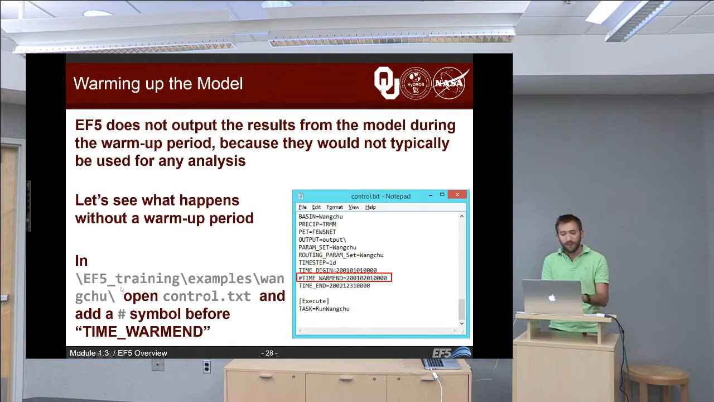So I'm not going to do this right now, but if you want, you can go into the Wangju example, open the control.txt file, and add a hashtag, or as the older generations now call it, a pound sign, right in before time warm end. And that turns that line into a comment, which means that EF5 is going to read right past it. It's going to ignore it. So now EF5 thinks there's no warm-up period.